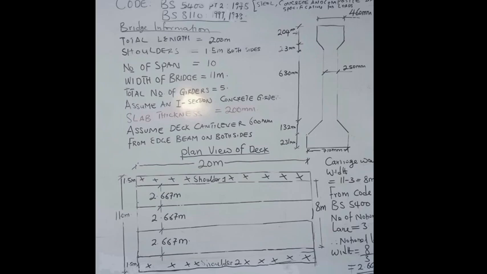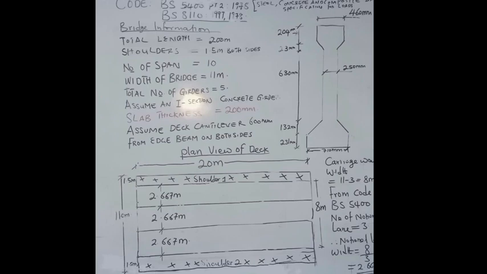We have the shoulders to be 1.5 meters on both sides. Total number of spans to be 10. Total width of the bridge is 11 meters. We equally have the total number of girders to be 5. We are assuming an I-section concrete girder. The deck thickness is about 200 mm.